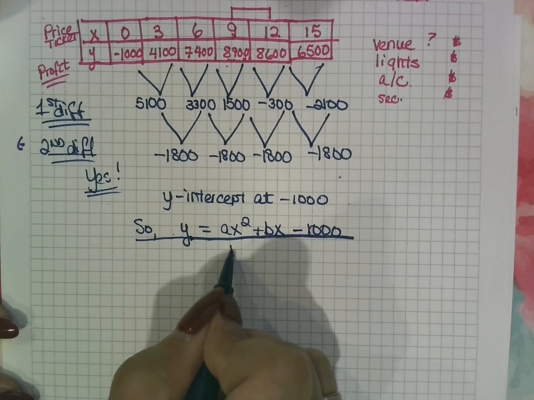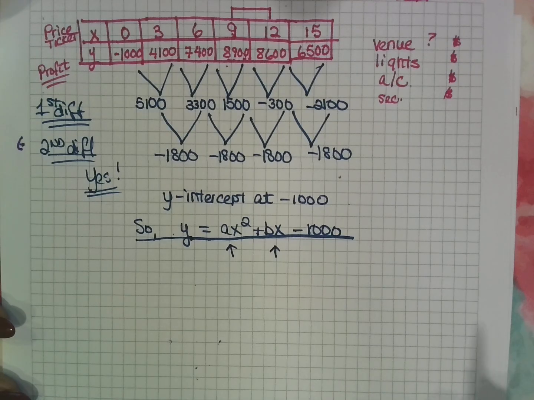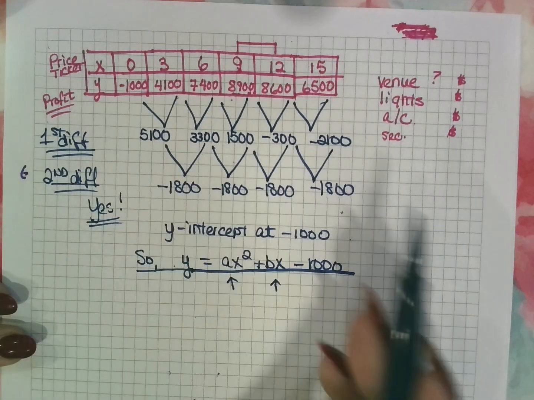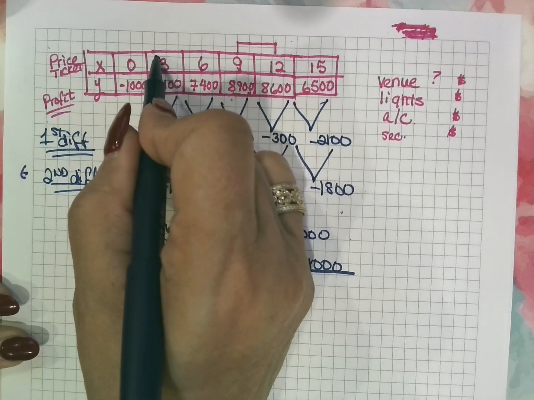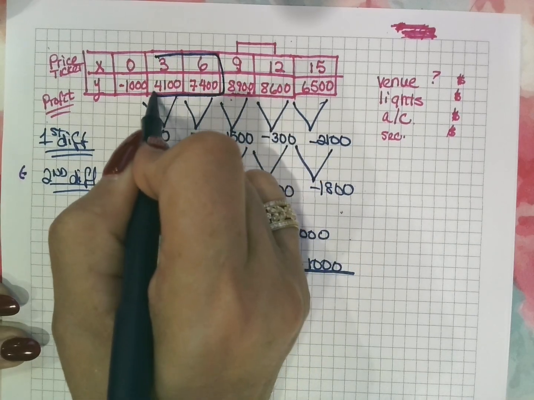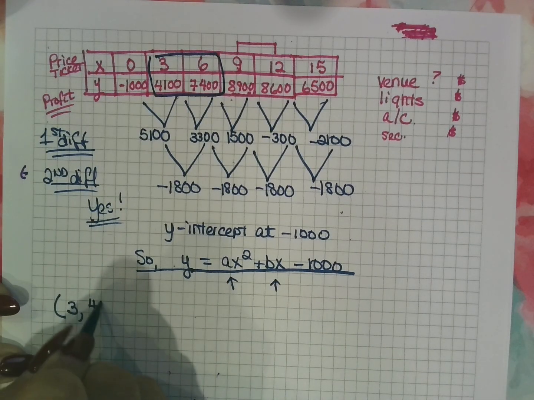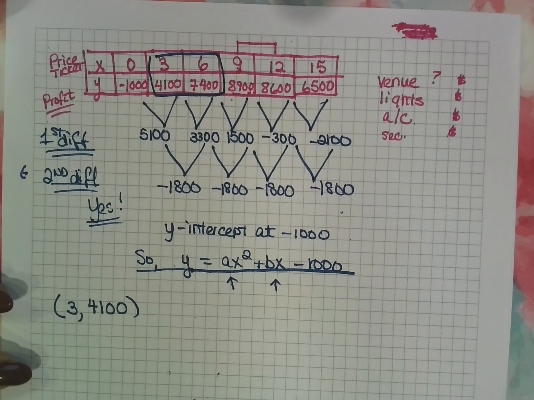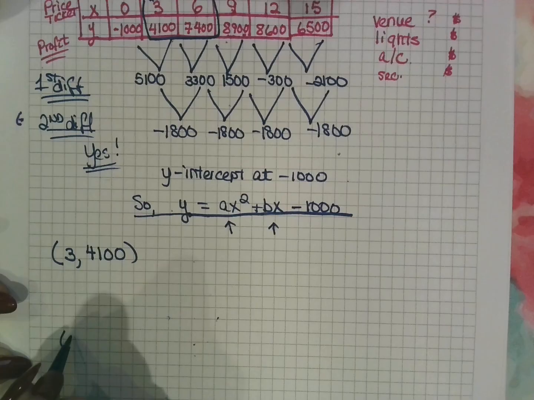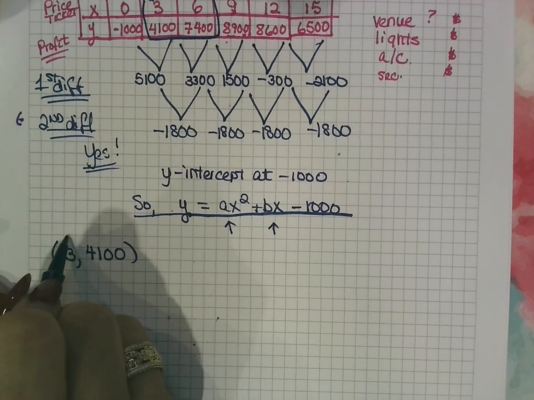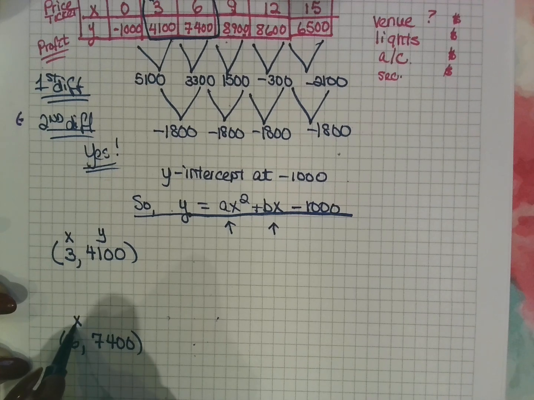We're going to need to figure out what a is, and we're going to need to figure out what b is. And just like before with the plane and the weightlessness thing, we're going to need to pick 2 points from the data. Again, I'm going to pick the smaller numbers because they are easier to work with. So my first point is going to be at 3, 4,100. And my second one is, I'll put it down here, at 6, 7,400. Okay? So remember, this is your x, this is your y, this is your x, this is your y.